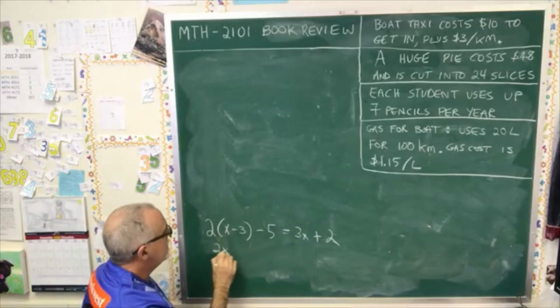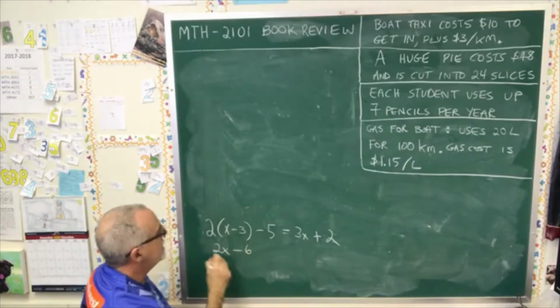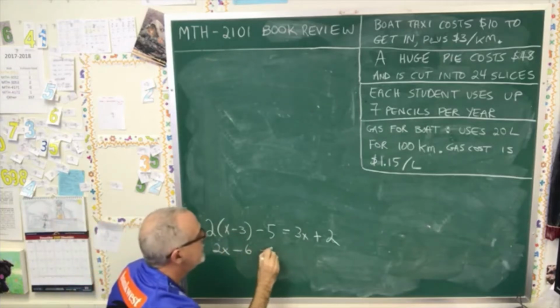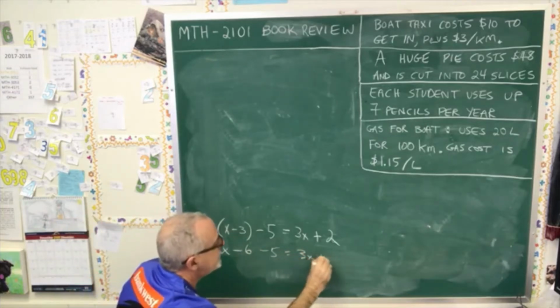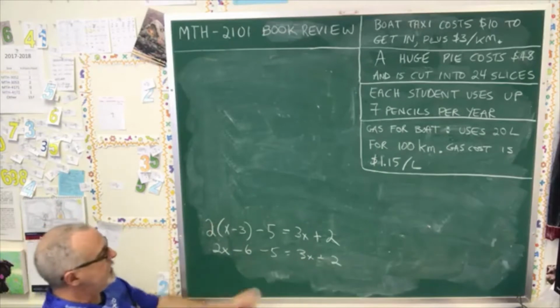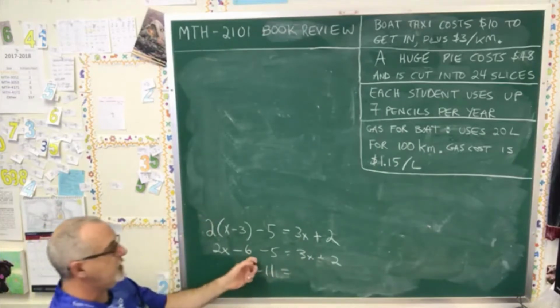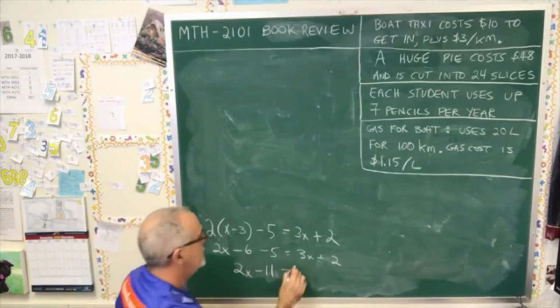First thing I'm going to do is multiply across the bracket. I get 2x minus 6. 2 times x is 2x. 2 times -3 is -6. Now I'm going to combine these 2 terms. 2x minus 6 minus 5 is 2x minus 11. I'm able to do that because they're similar. They're both constant terms.